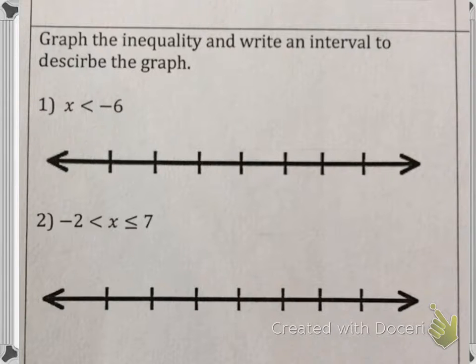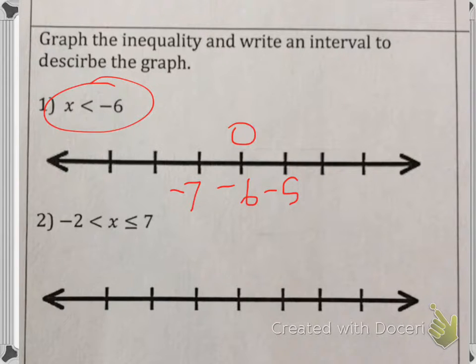So again, here's a couple more examples. Graph the inequality and write the interval to describe the graph. So we're going to do x is less than -6. So I'm just going to put -6 on my graph somewhere. It's going to be an open circle there because the equal to is missing. Less than would be to the left, so my arrow is going to come this direction.